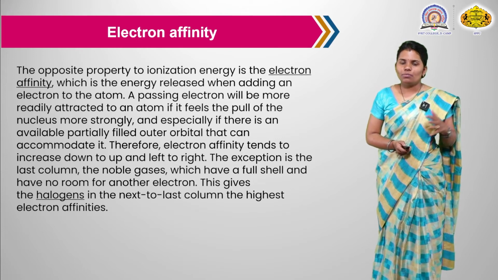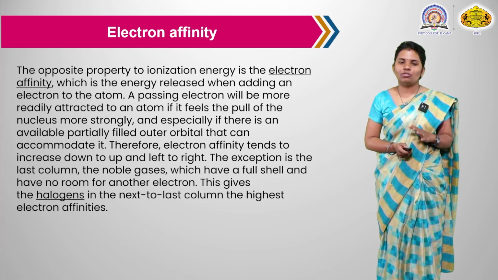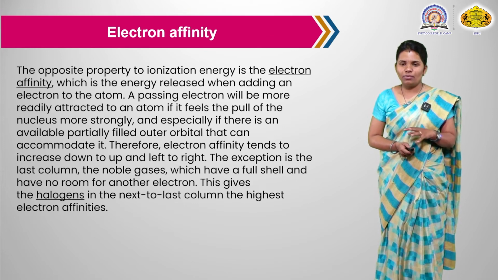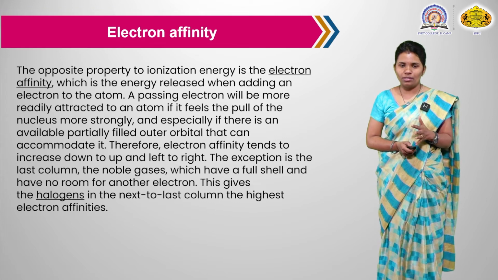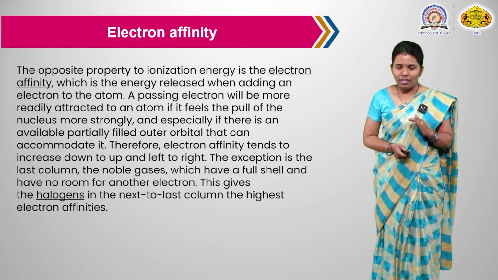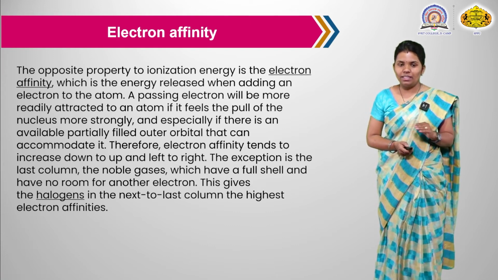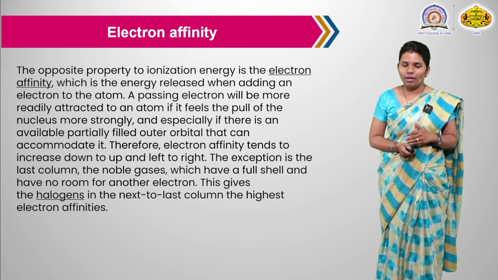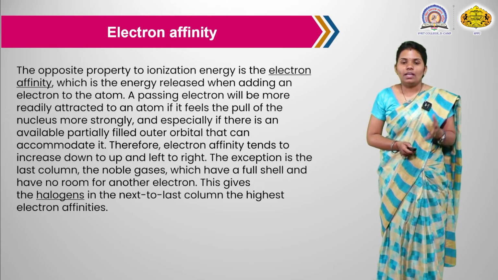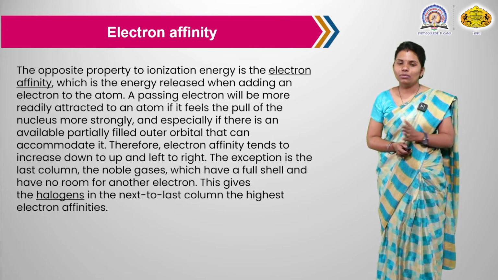This is the opposite property to the ionization energy. Electron affinity is the energy released when adding an electron to the atom. A passing electron will be more readily attracted to an atom if it feels the pull of the nucleus strongly, and especially if there is an available partially filled outer orbital that can accommodate it. Therefore, electron affinity tends to increase down to up and left to right.